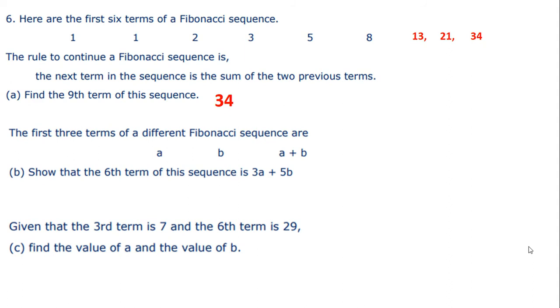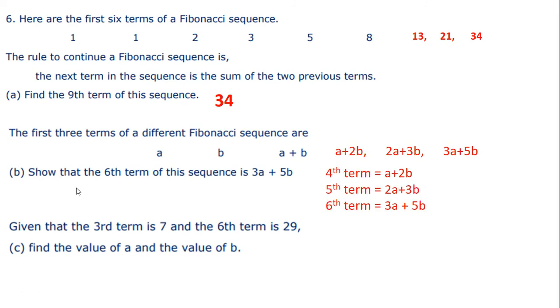For part B, we're doing something very similar, but instead of just working with numbers, we're going to have to work with algebra as well. So we're going to be adding b and a plus b together to get the 4th term, and then so on for the others. Because this is a show that question, I want to make sure it's really, really clear what I've done. So I'm just going to label in my working out the 4th term, the 5th term, and then the 6th term as well.